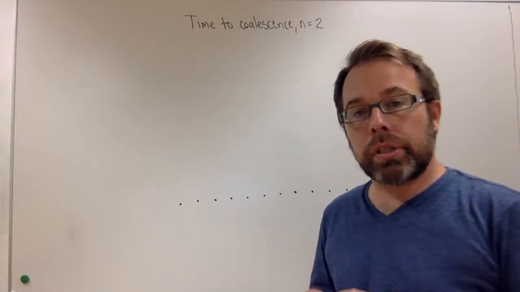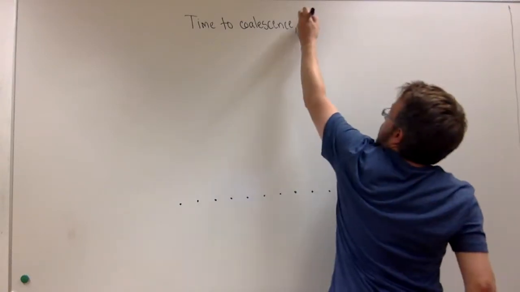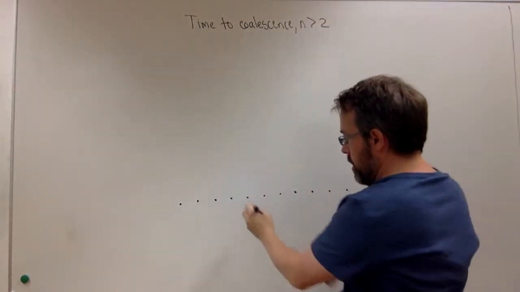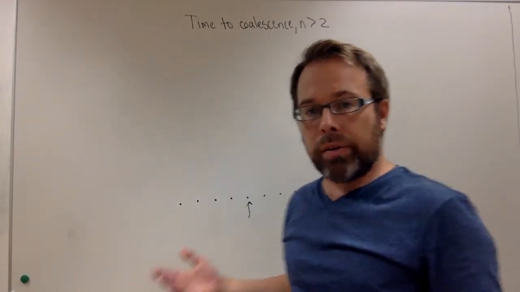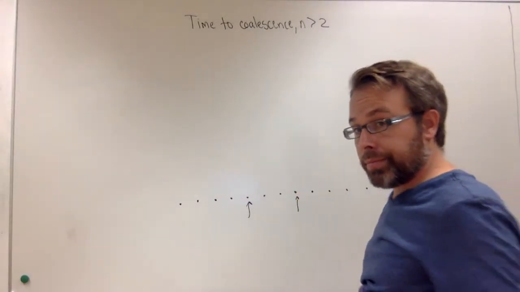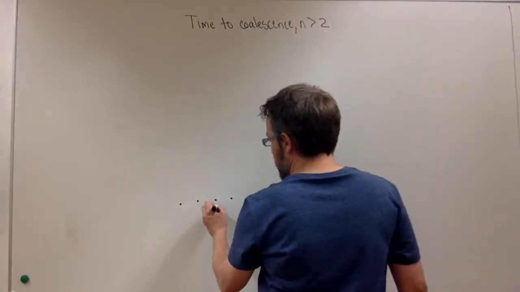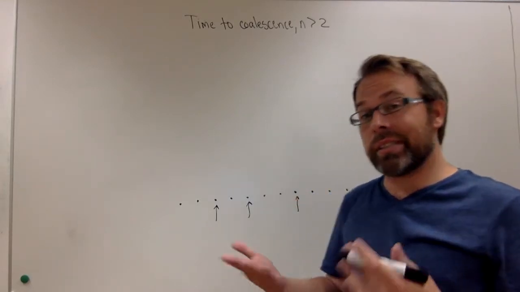Okay, so we just did the coalescent for n equals 2. Now let's do it for n more than 2. We said if we had 2 individuals, then the amount of time we had to wait was on average n generations. But what if we have 3 individuals? Well, again, we're going to ask basically how long do we have to wait until something happens?